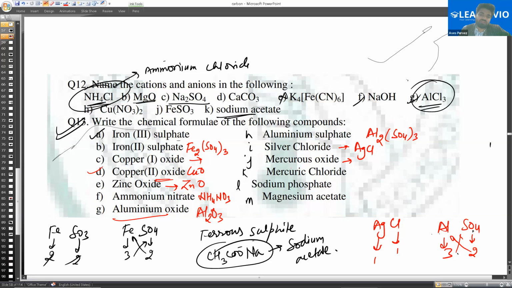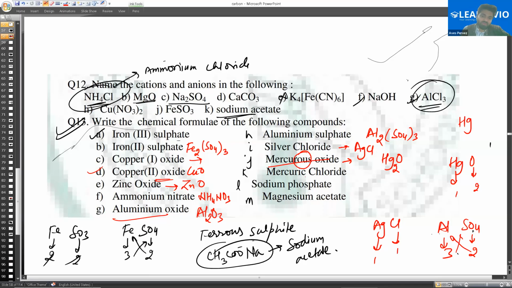Now what is mercurous oxide? Mercury has 2 types of valency, +2 and +1. But it is ous, so when it is ous, we use mercury's valency as 1. So it will be Hg1 and O2. This will be Hg2O.